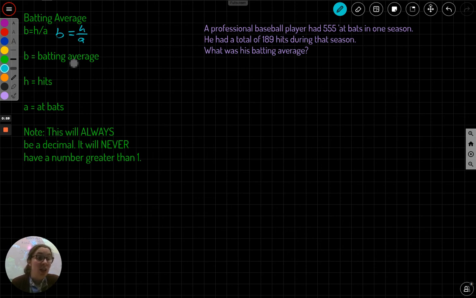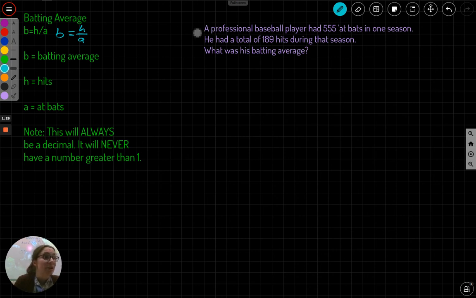Note, this will always be a decimal. This will never have a number greater than 1, because if you have a number greater than 1, it means that you have more hits than you have at-bats. And you cannot hit more balls than you have had balls thrown at you. Okay? You just can't do it. It doesn't work like that. So you always have the smaller number on top here. Always, always, always. Your batting averages will always be a decimal. 0 point and then 3 numbers.